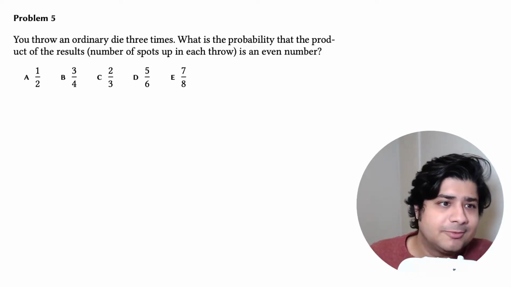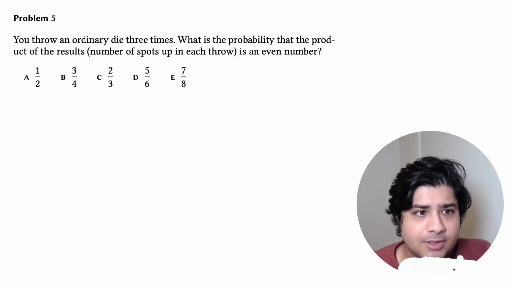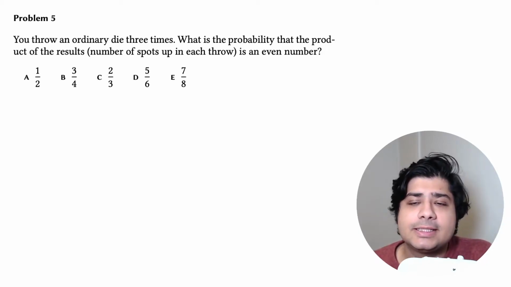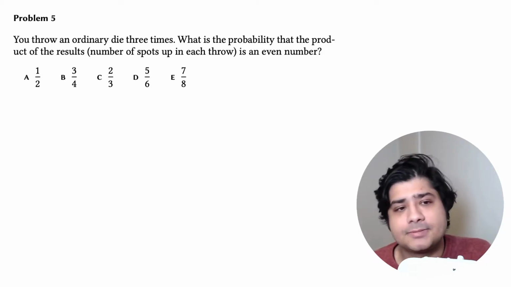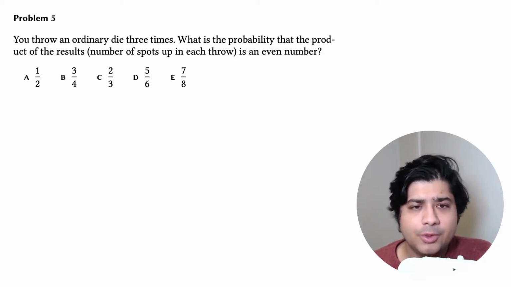Let's have a look at problem 5. You throw an ordinary die 3 times. What is the probability that the product of the results, number of spots up in each throw, is an even number? Okay. Where to start on this one?